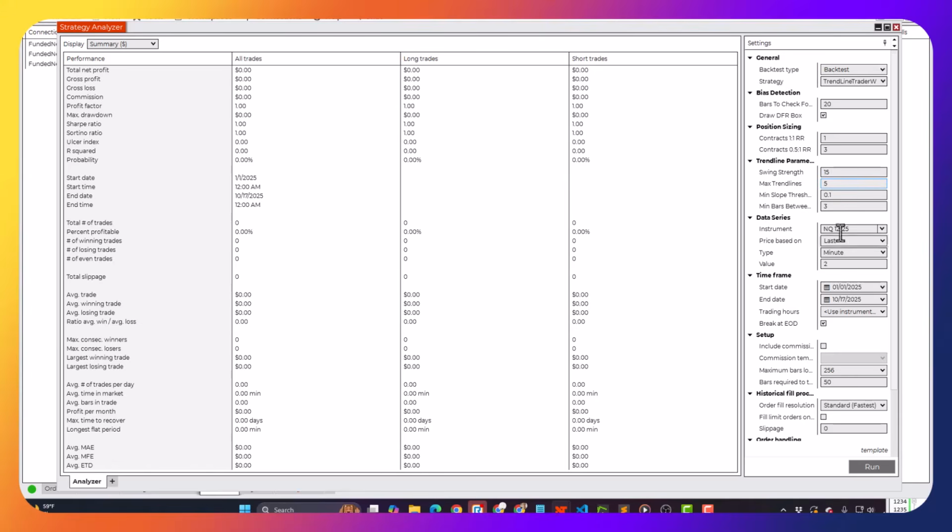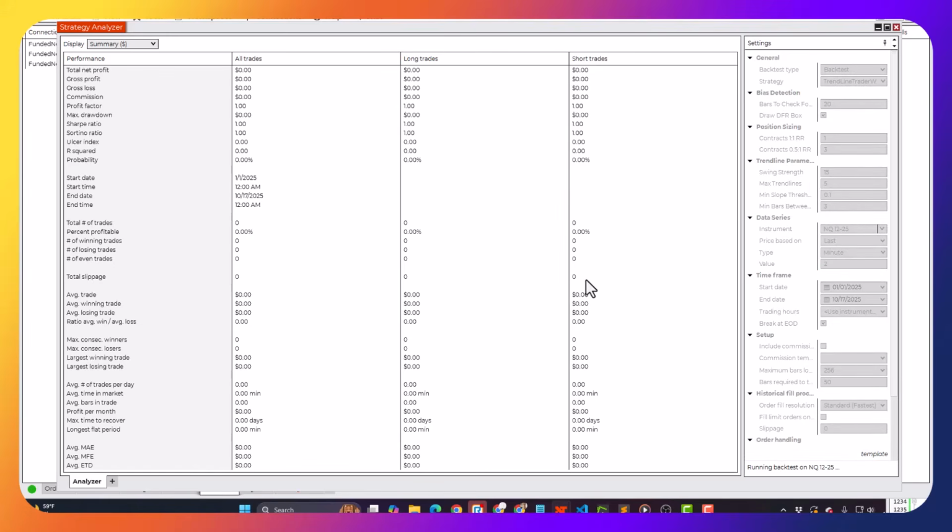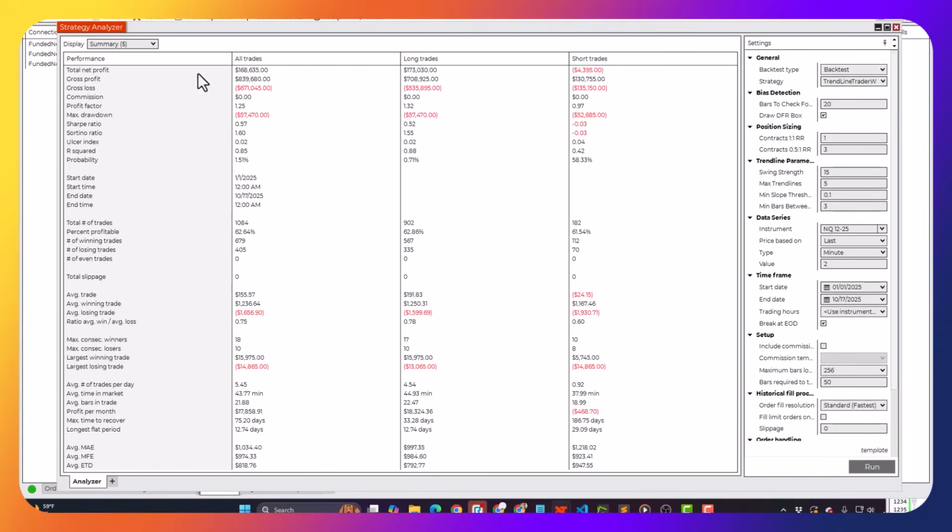And let's do 15 swing strength. And we go on the 2-minute chart. That sounds about right. 3 contracts for 0.5, 1 contract for 1-to-1, and we run it. See if this one works. Okay. Hey, for 2025, we get $168,000.